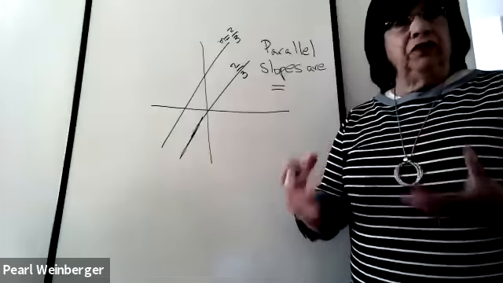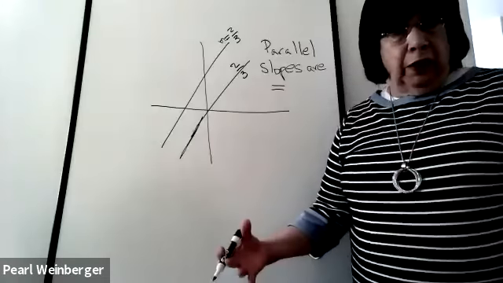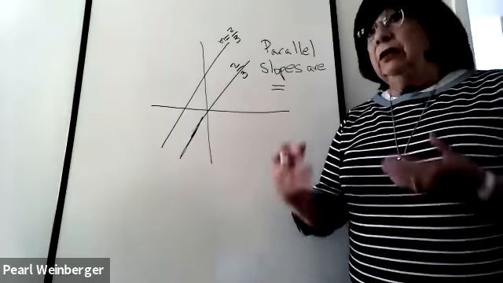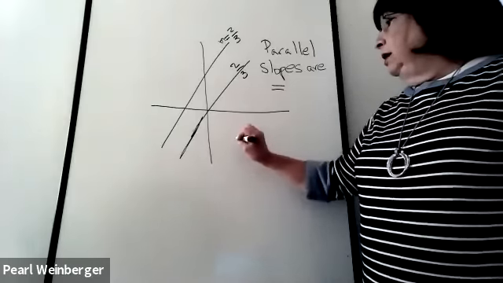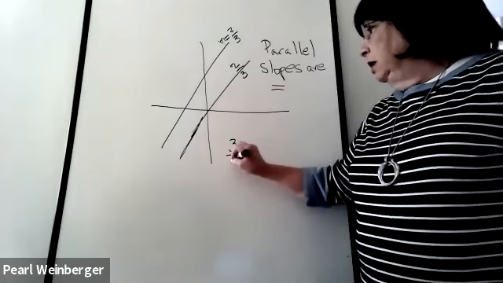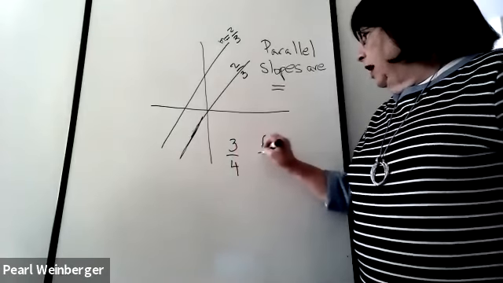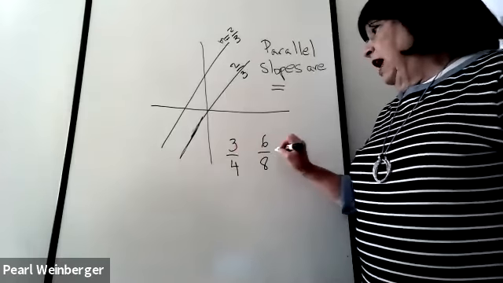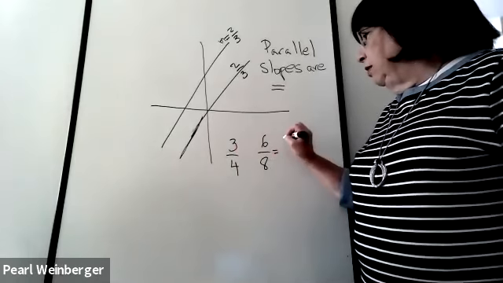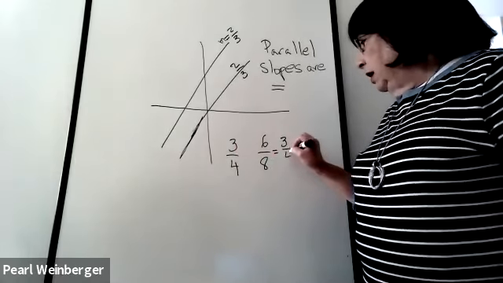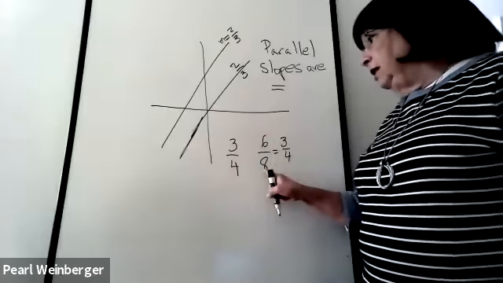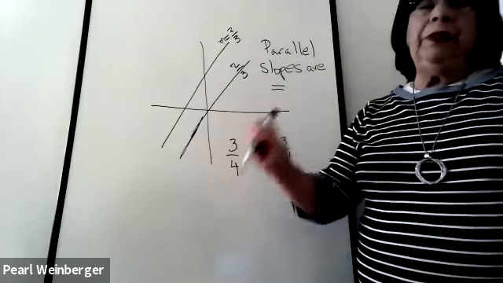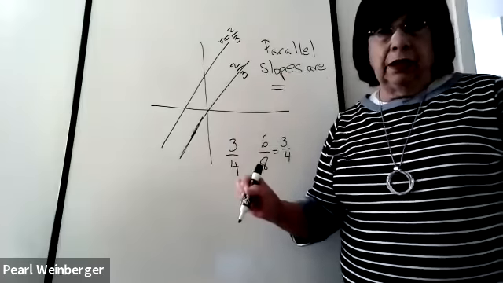All you have to do is figure out the slope from the equation, and then if they're both the exact same number, or let's say one is 3/4 and one is 6/8, which obviously if you reduce 6/8, you can get 3/4. These two lines, a line whose slope is 3/4 and the line whose slope is 6/8, would be parallel lines.